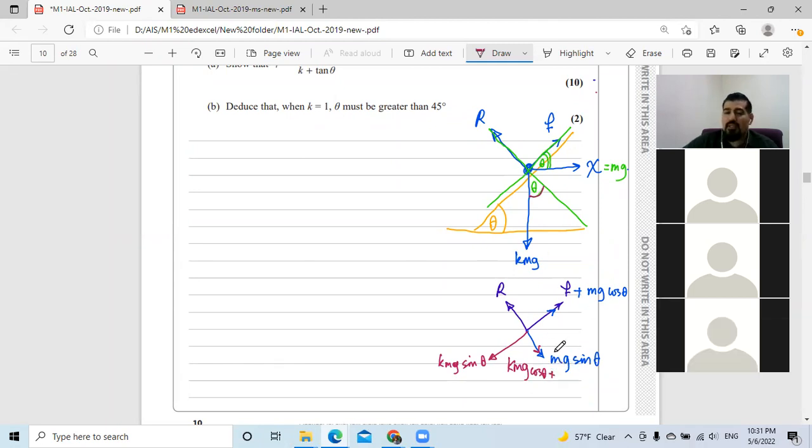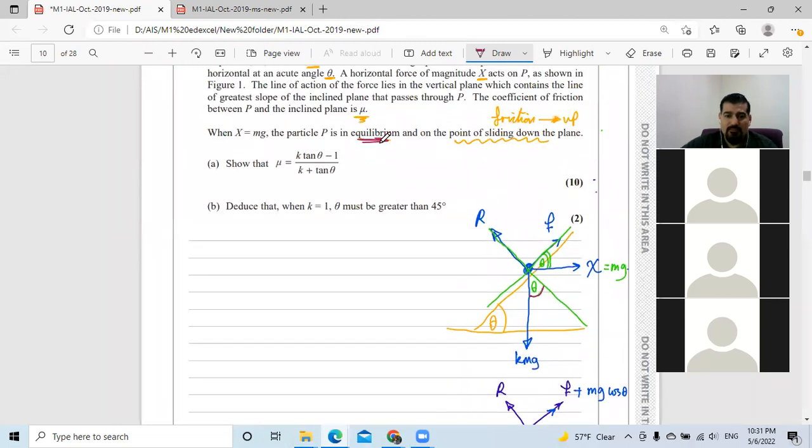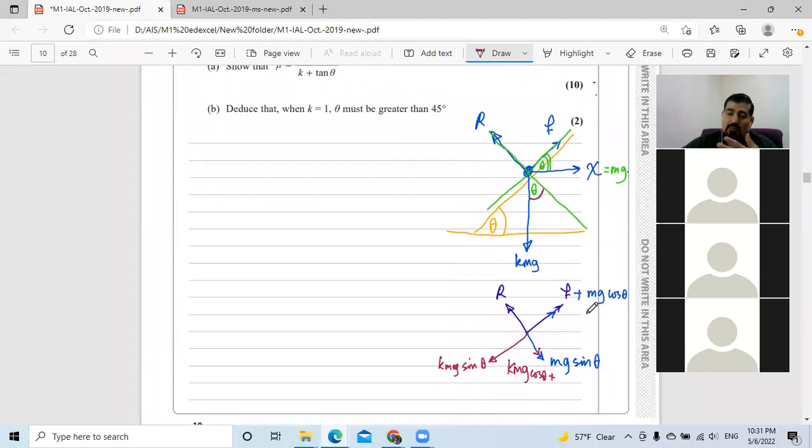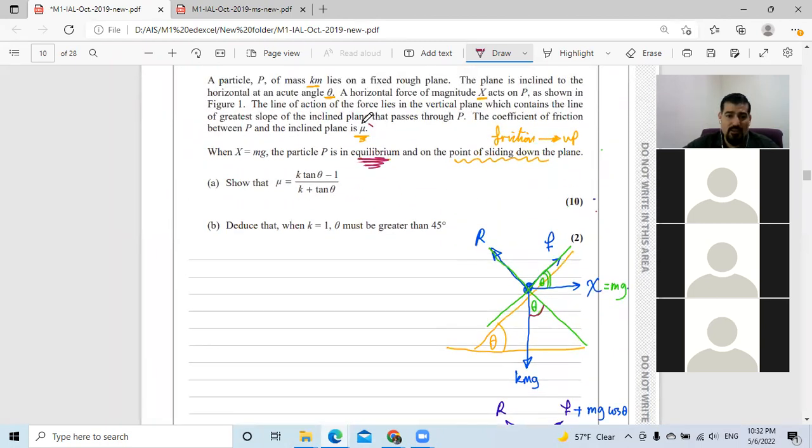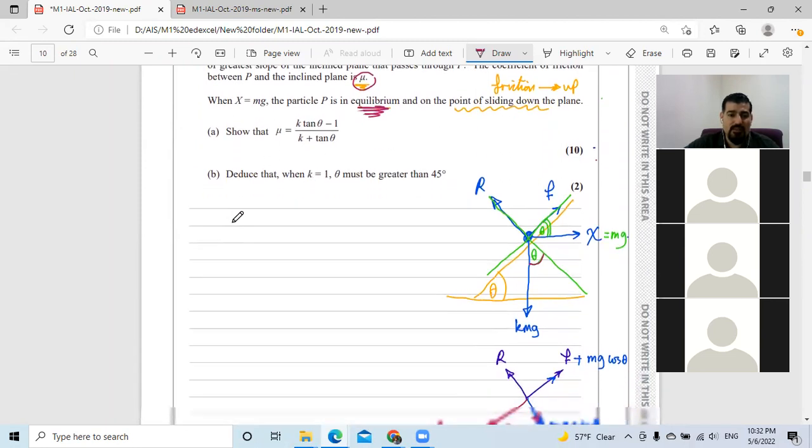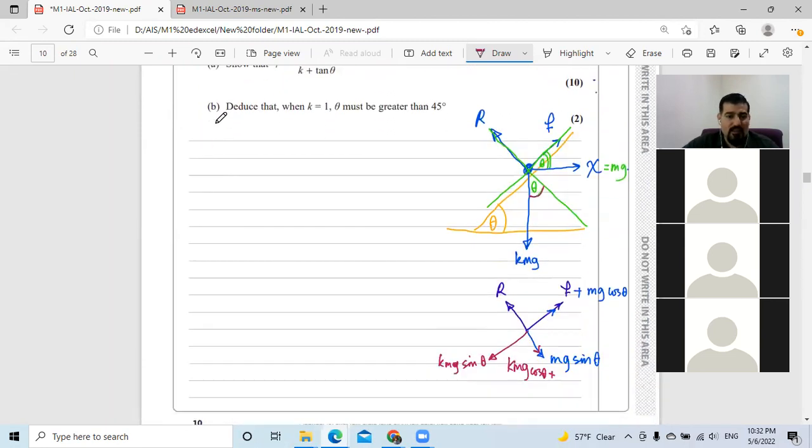Now, how many equations can I have here? Because it's in equilibrium, the resultant force equals zero. That means forces up the plane equal forces down the plane, and forces perpendicular to the plane outward equal forces perpendicular to the plane inward. So these are the two equations, and the third equation uses the coefficient of friction, which they ask about. The resultant force parallel to the plane is equal to zero.